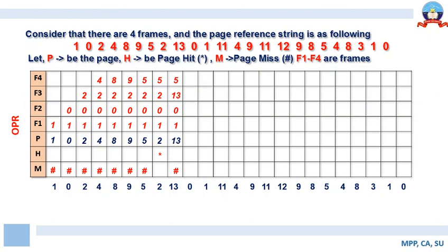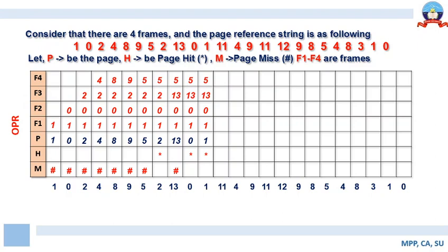Then we have a reference to page number 0. Page number 0 is available in the memory, so we have a page hit, no replacement is required. Now likewise we have a reference to page number 1. Page number 1 is available in the memory, so there is a page hit. Since there is a page hit, no replacement is required.